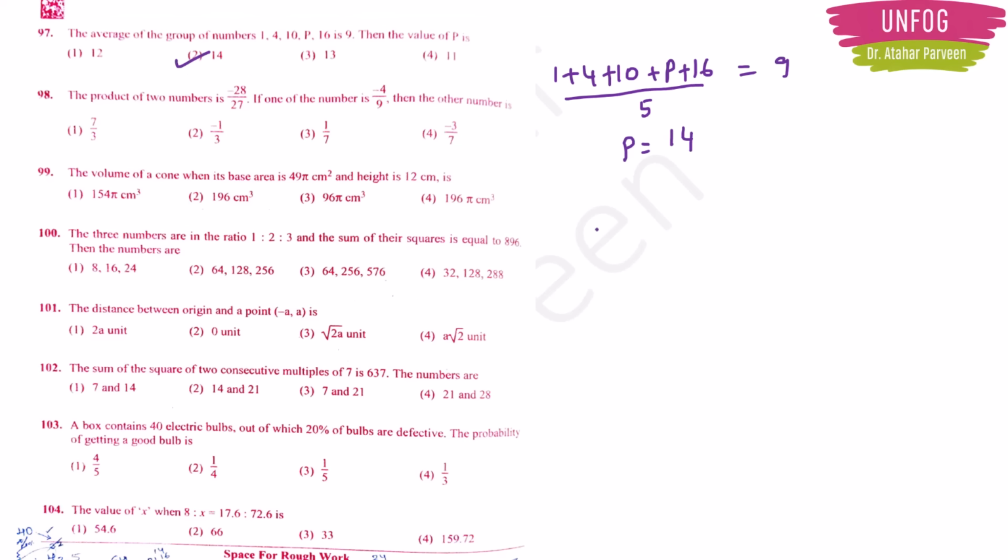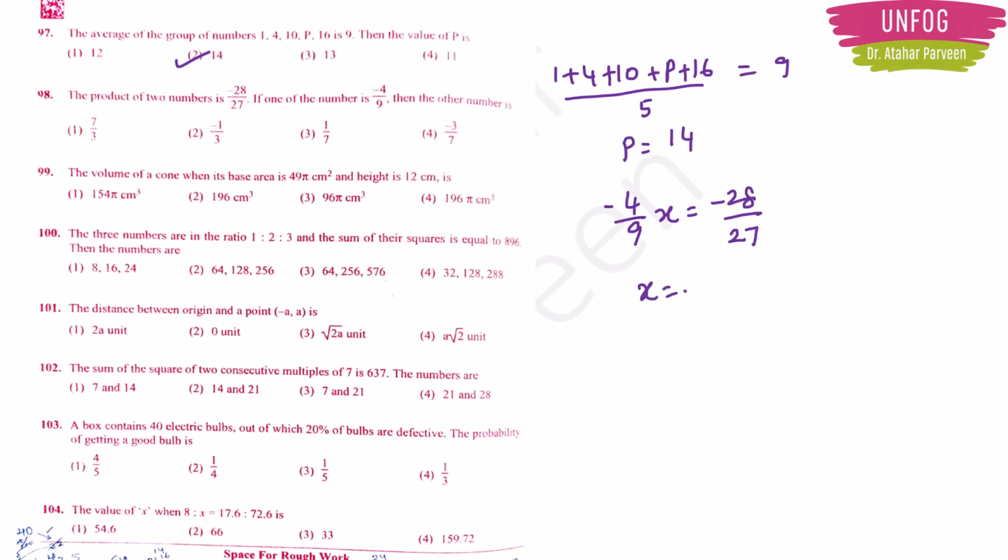Next, question number 98. The product of two numbers is minus 28 by 27. If one of the numbers is minus 4 by 9, then the other number is? Let that number be x. As per the question, one number is minus 4 by 9. You have to multiply this with the number x. So this is equal to minus 28 by 27. This is the story of the question.